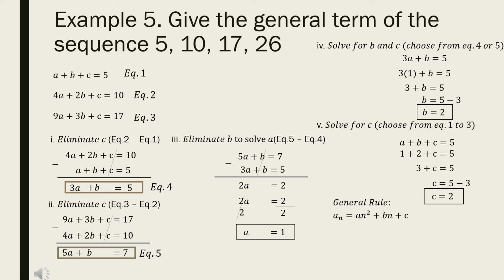So from the general rule, we'll go back to the main general rule of the quadratic equation. It is a sub n is equal to an squared plus bn plus c. Substitute. Here our a is 1, our b is 2, our c is 2. So to simplify it, we'll have 1n squared plus 2n plus 2. 1 times n squared is just n squared. So our final answer would be a sub n is equal to n squared plus 2n plus 2.